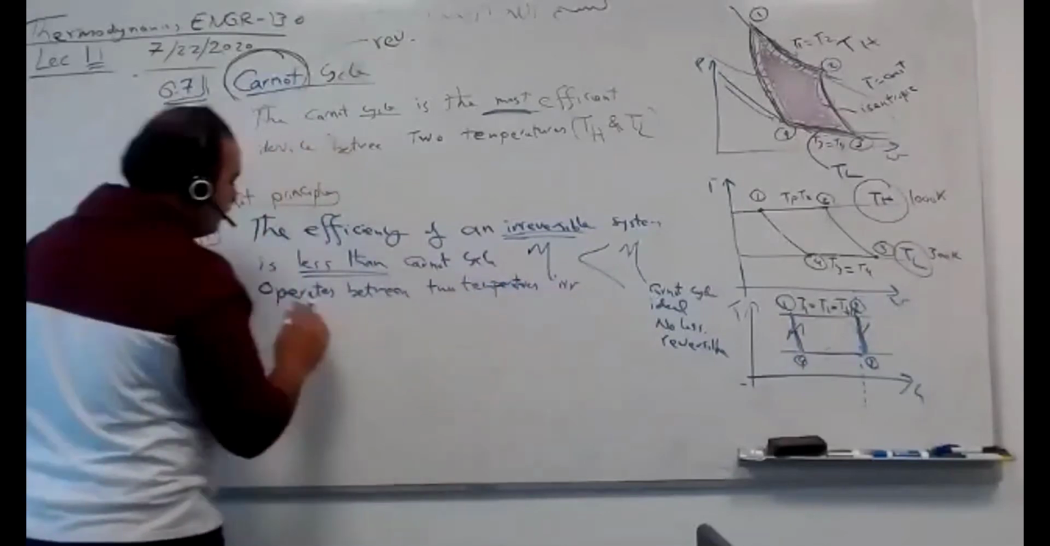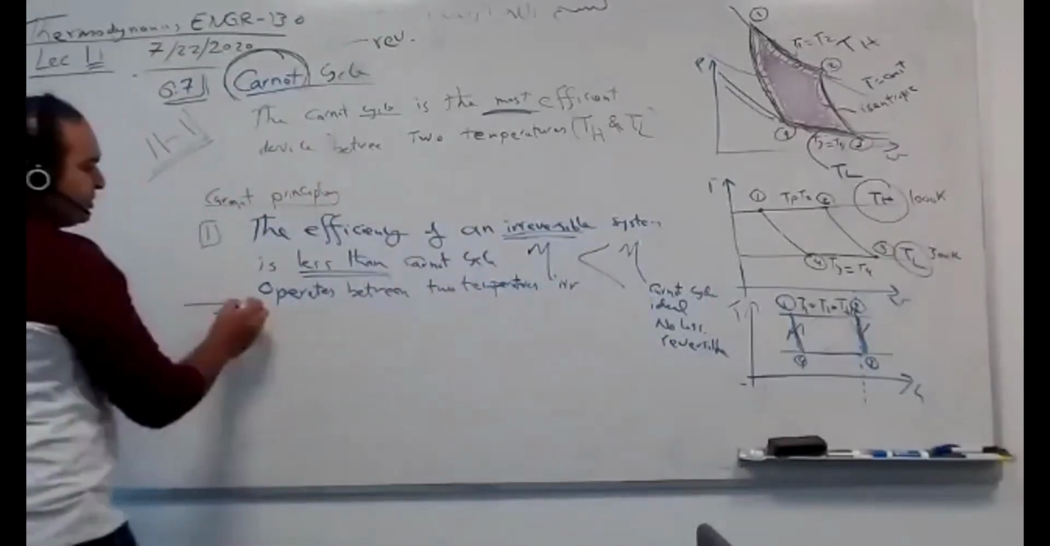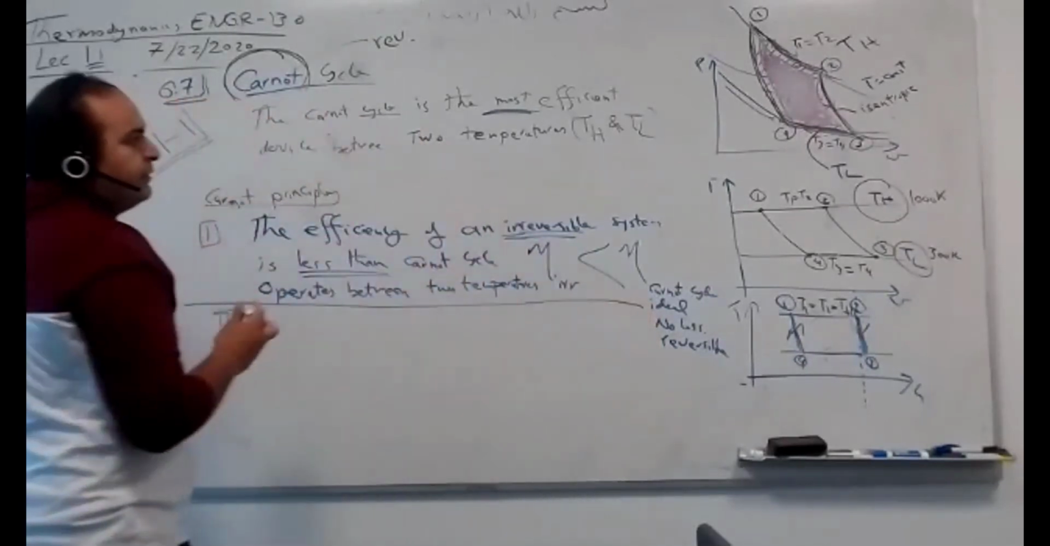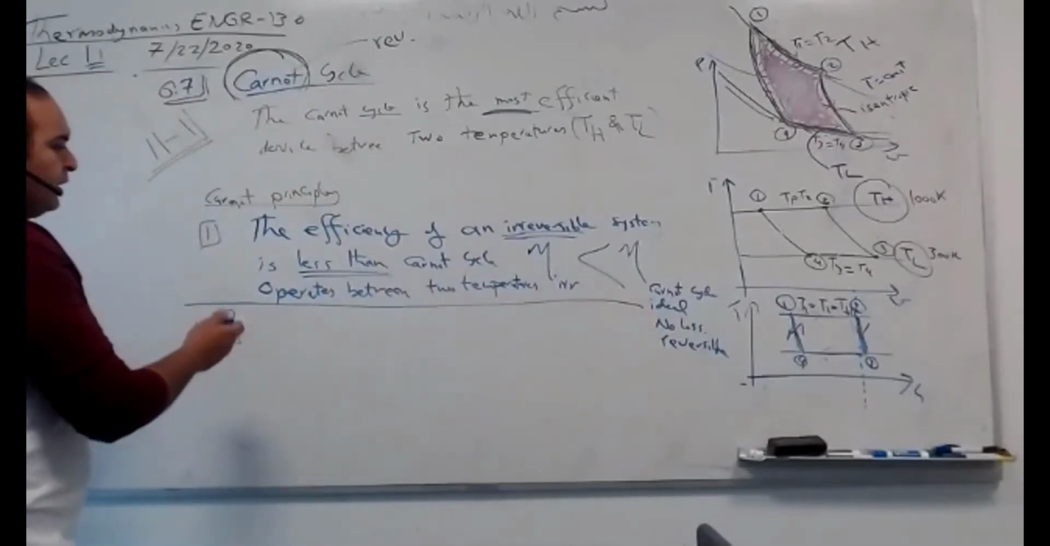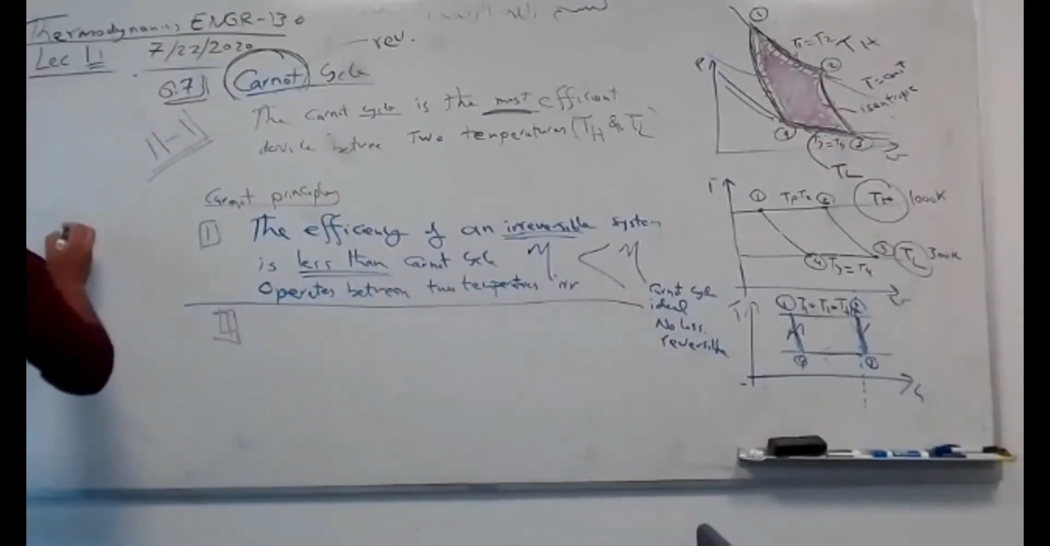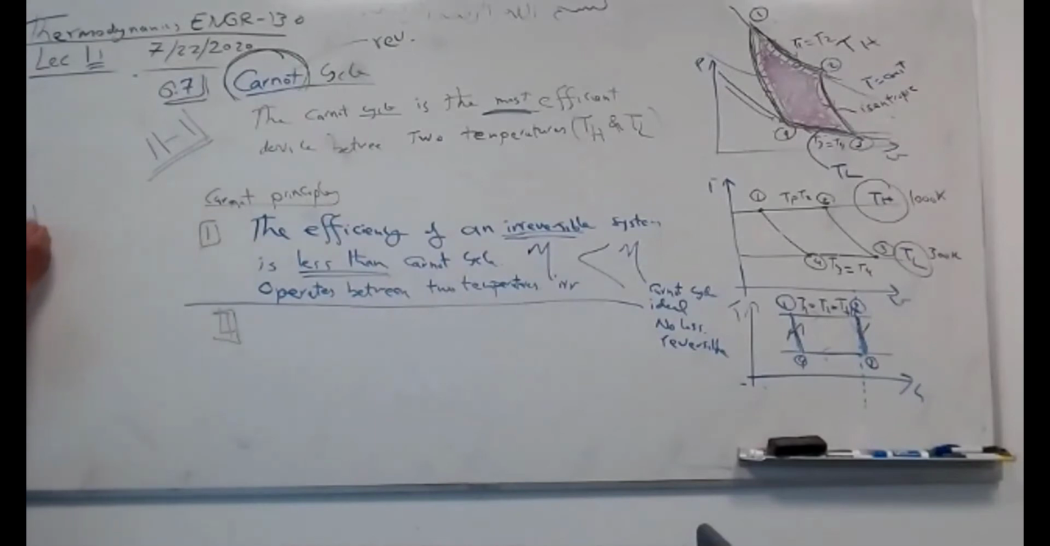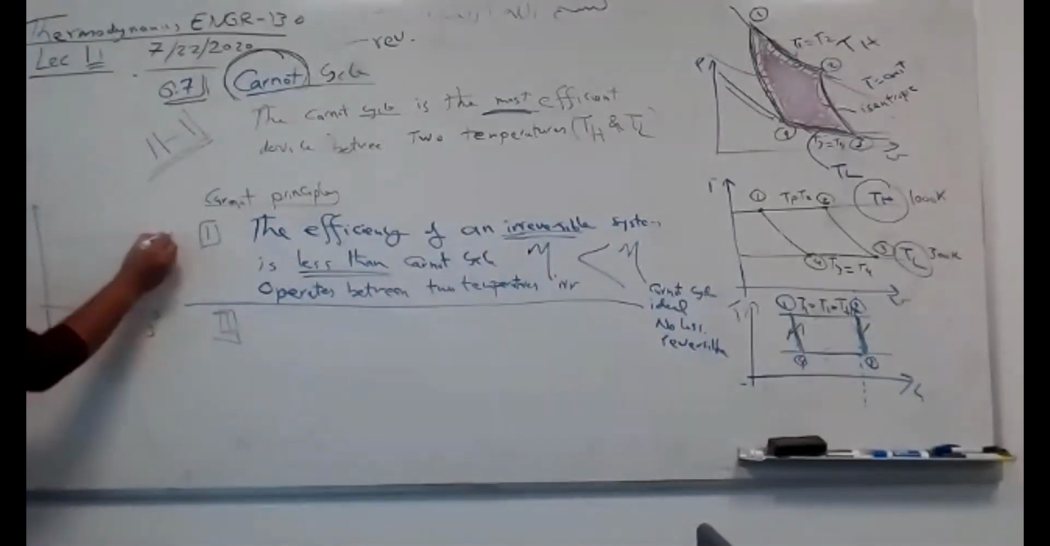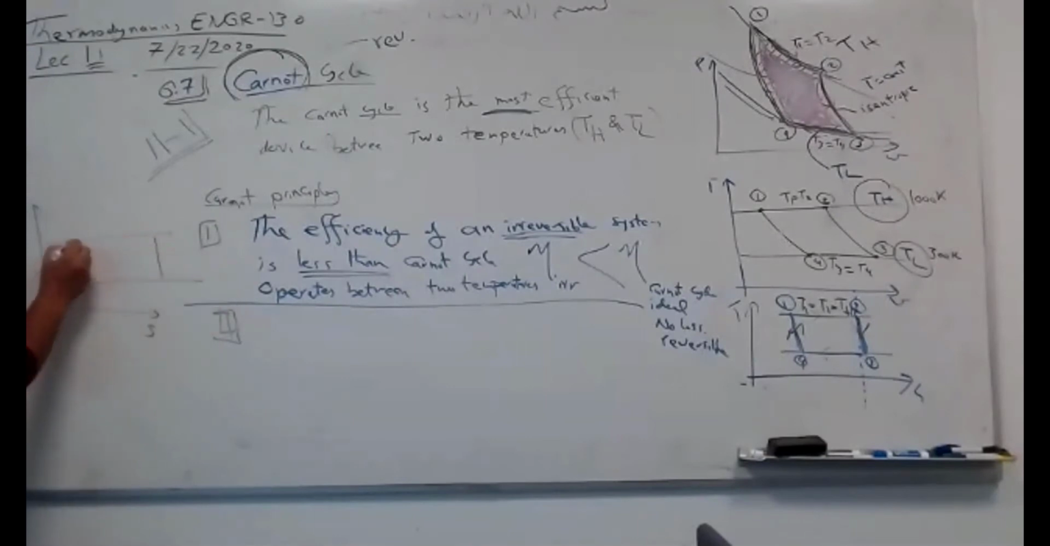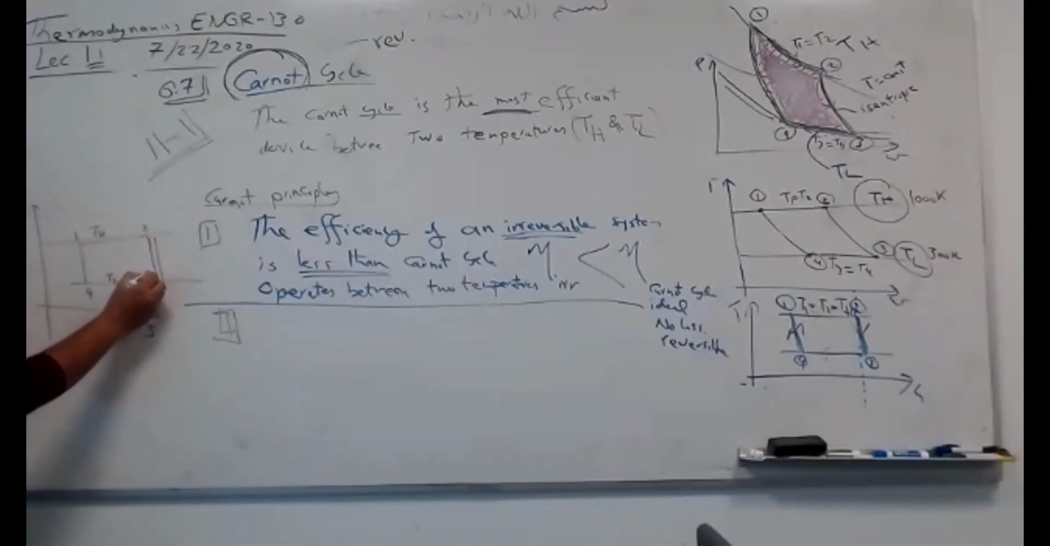So this operates between two temperatures. That's better, to make it general. If you have a temperature high, you need to mention that. Why? Because if you have two temperatures, the last one is better. In the TS diagram, this is the Carnot cycle. You have 1, 2, 3, 4. Between T high and T low, if you have another system, it will always be smaller, something in between.